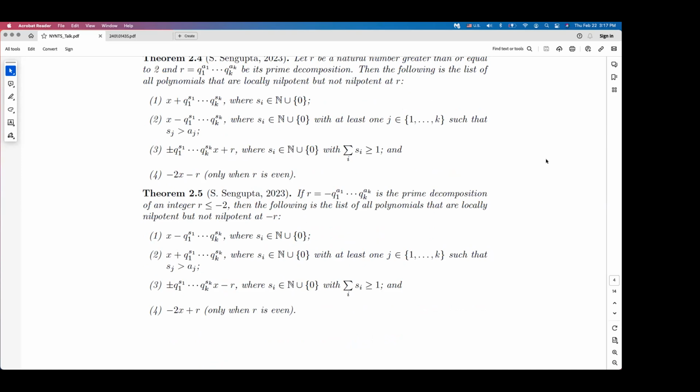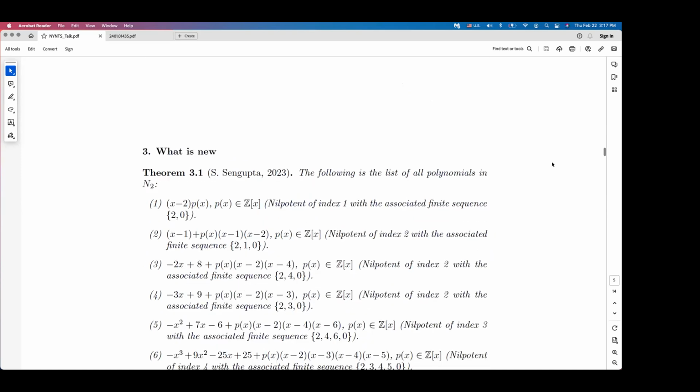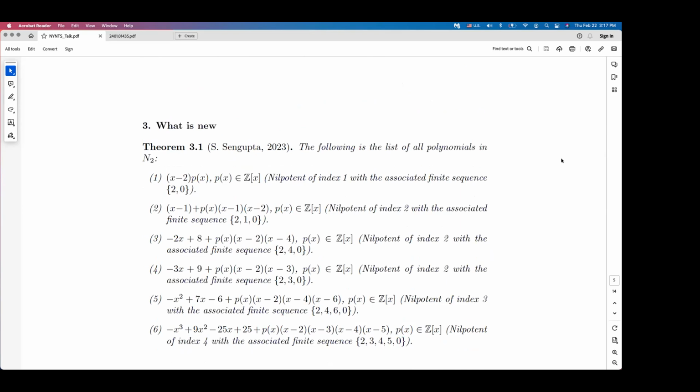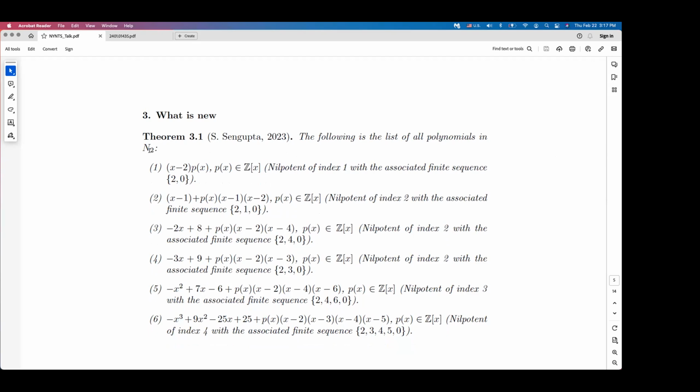And what was done last year is this. In the previous list, we talked about plus or minus 1 and 0. This list talks about 2, when R is equal to 2. And this gives us all the polynomials which are nilpotent at 2, because we are done with the locally nilpotent things. So this is the thing that we did not understand, or could not understand how to do, last time. So that is what we are focusing on, just to find the nilpotent ones.